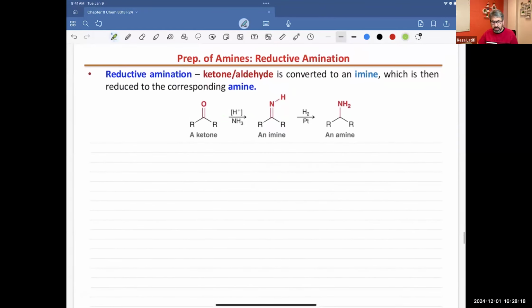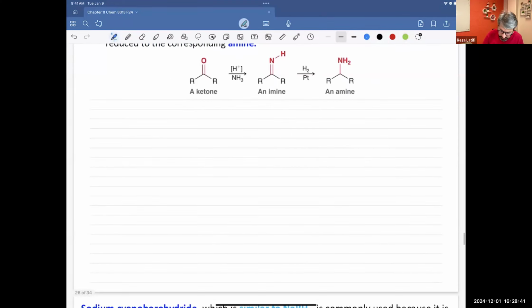Now, the last method that I want to practice will be the reductive amination. You take a ketone or aldehyde, and you will treat it with NH3, in the presence of, say, NaBH3CN, in an acidic solution. So first step, we added an acid, a weak acid. We activated the carbonyl group. And next step, this is going to happen.